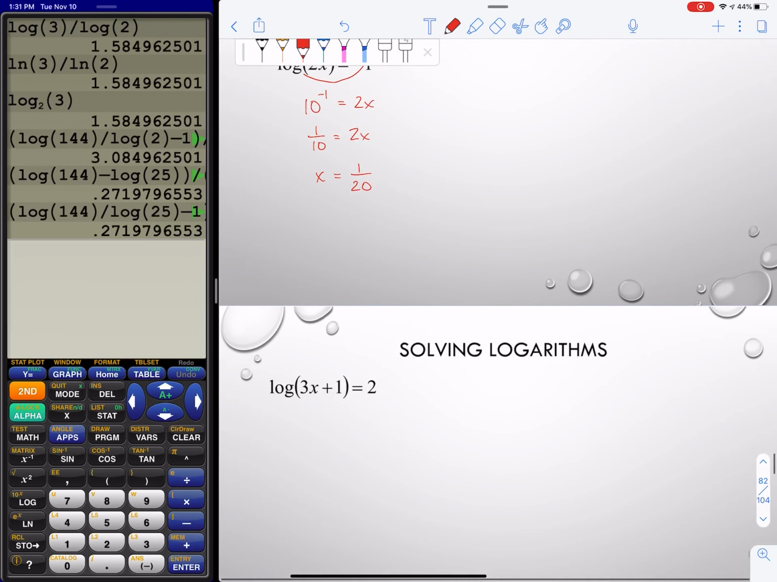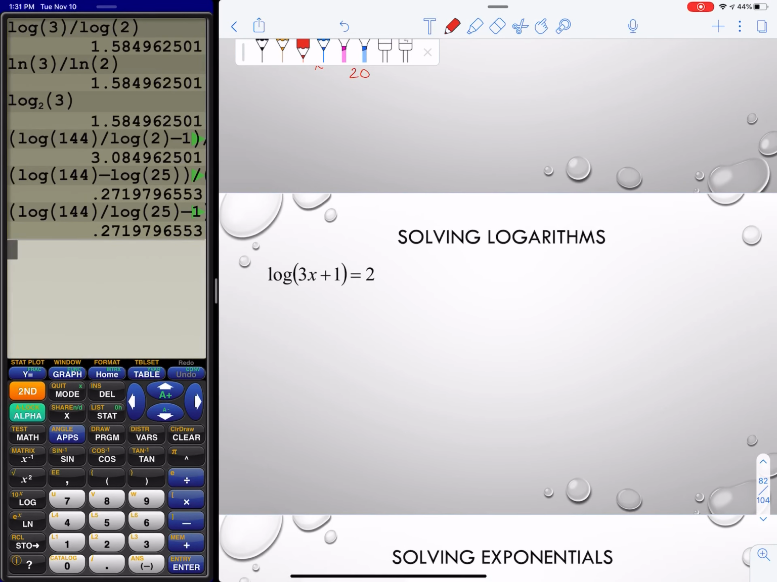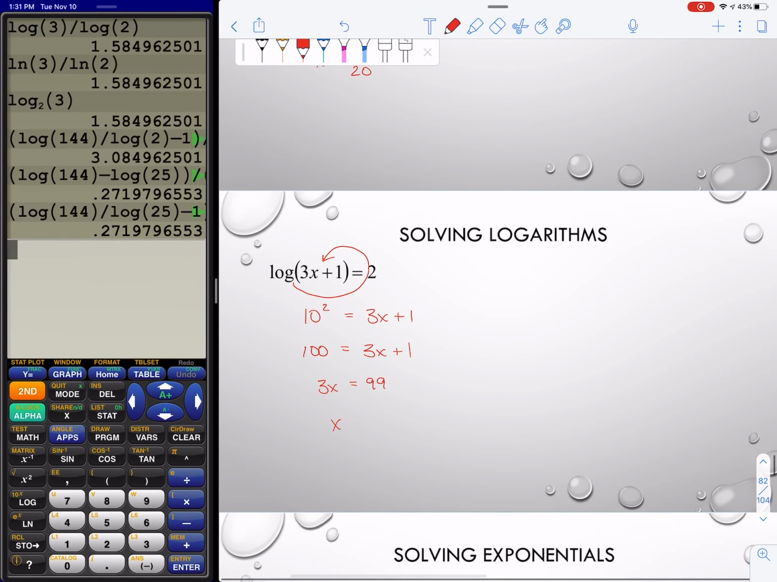All right, let's take a look at our next example. Here I've got log of 3x plus 1 equals 2. Again, the log is already isolated, so we can go ahead and roll the log, or if you want to think of it as rewriting. So here we're going to have 10 to the 2nd equals 3x plus 1. 10 squared is going to give me 100 equals 3x plus 1. And when I go to solve, I'm going to subtract 1 on both sides. It's going to give me 3x equals 99. And when I divide by 3, I get x equals 33.